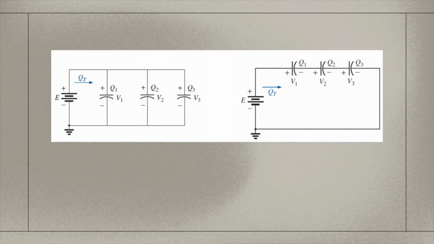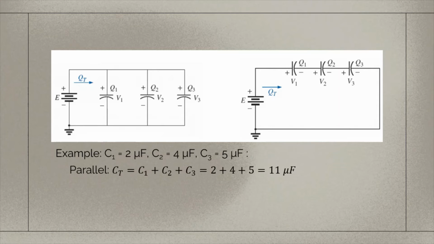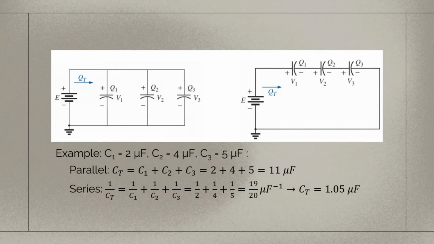The sum of the capacitance of capacitors connected in parallel simply is the algebraic sum of their values, while that of those in series is the inverse of the sum of the inverses. For example, with three capacitors of 2, 4, and 5 microfarads, their parallel sum is 11 microfarads and their series sum is just over 1 microfarad.